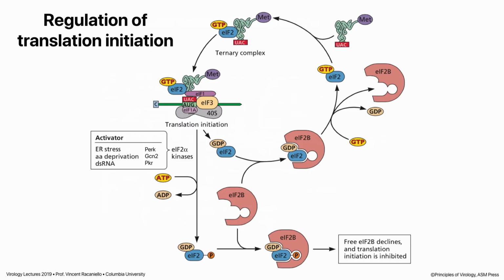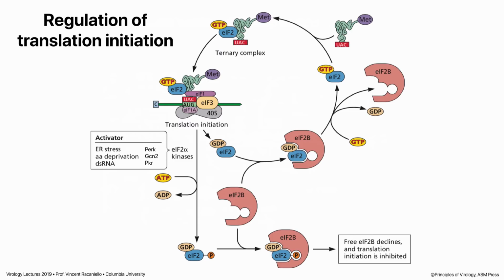So ER stress, amino acid deprivation. If there are not enough amino acids around, you don't want to start making proteins because you'll miss amino acids and they'll be bad proteins. So again, that sensor GCN2 phosphorylates EIF2 alpha, shutting down protein synthesis at this level, again because you can't make new GTP EIF2. Now, double-stranded RNA is made in virus-infected cells, and it's sensed by a protein called PKR, which phosphorylates EIF2 alpha and does the same thing.